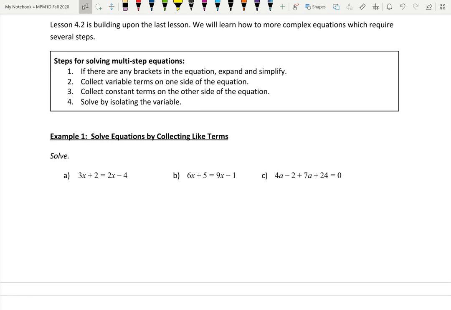So let's get into 4.2, which is building upon 4.1. We will learn how to solve more complex equations which require several steps. Steps for solving multi-step equations: if there are any brackets in the equation, expand and simplify. Collect variable terms on one side of the equation, collect constant terms on the other side of the equation, and solve by isolating the variable.